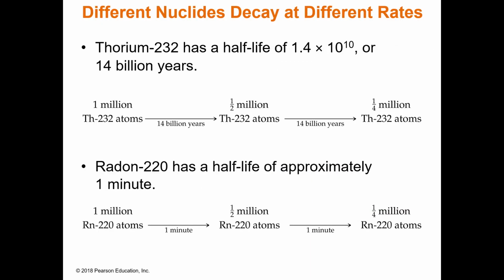Not all radioactive substances decay at the same speed. Some isotopes decay in minutes, others take billions of years. For example, thorium-232 half-life equals 14 billion years. Radon-220 half-life equals 1 minute.